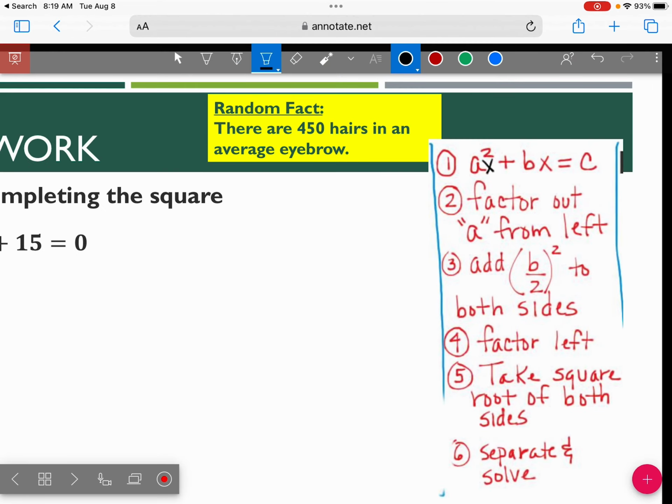So go ahead, take a minute, copy down those 6 steps, and we're going to work through a few of these questions together. And that's what we're going to focus on for the rest of the class period, is this method. Who has learned this method before, completing the square? I think for many people this is new, which is why we're going to go pretty slow. So take a minute, copy down those 6 steps, and then we'll work through some examples together.